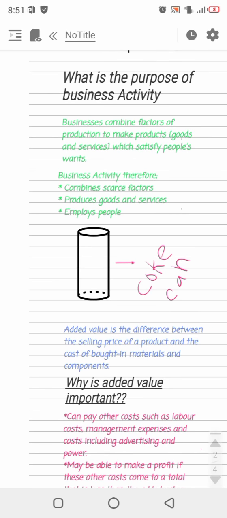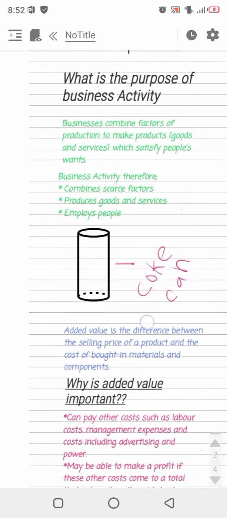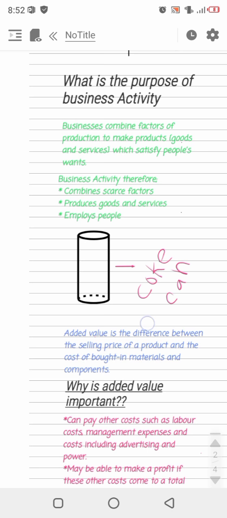And what does business activity do? Business activity combines scarce factors, as I told you, to fulfill people's wants, produces goods and services to fulfill people's wants, and employs people. So the people who are employed will get better living standards and will have more money to spend, and the country would also be more developed. So overall, these are the purpose of business activity. This paragraph explains it all.